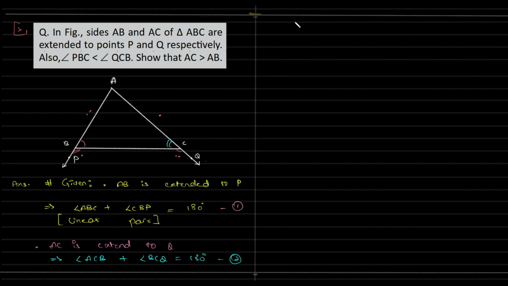Then what else do we have? We have angle PBC is less than angle QCB. We'll call this 3. And we need to prove that AC is greater than AB. Now we should think about how to prove this. Pause and think over how we can prove this.